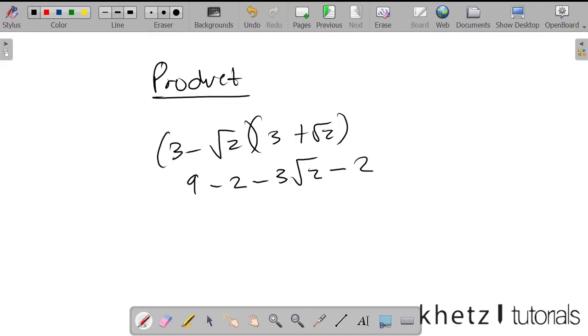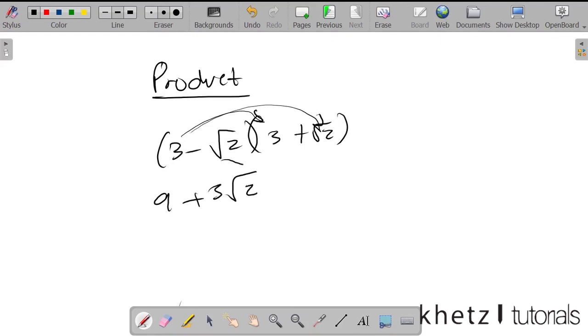So now let's look at this properly. Let's do this again. 3 multiplied by that is 9. 3 multiplied by that is 3 square root of 2. Then this multiplied by that would be negative 3 square root of 2. Then this multiplied by that would be negative 2. And in the end, you just have 9 minus 2, which is 7.